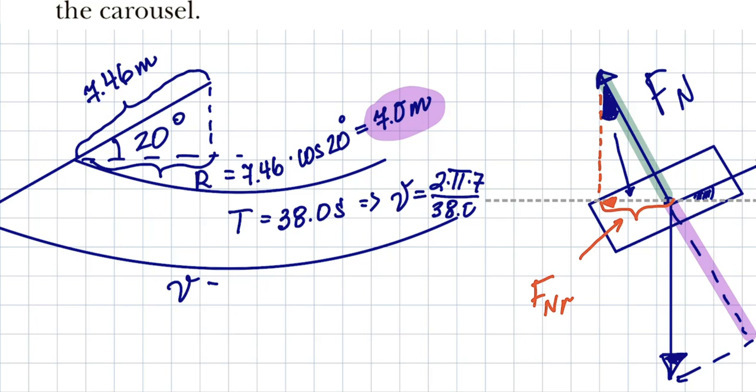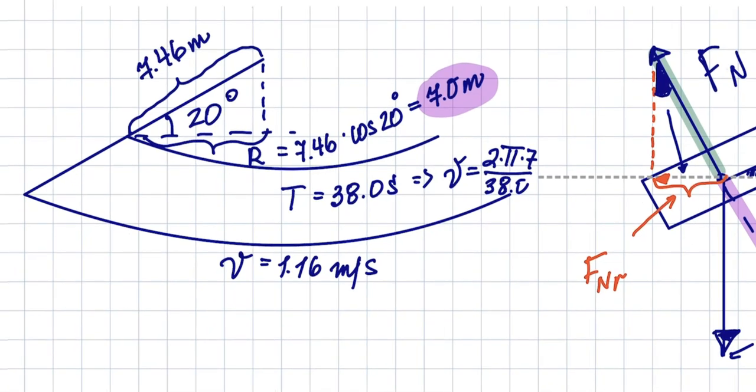V amounts to 1.16 meters per second. So this is how fast, that's the tangential speed, how fast our suitcase is going around that carousel. 1.16 meters every second. So then, if I know my V, I know my mass, and I know my radius, why don't I go ahead and calculate what that centripetal force equals?